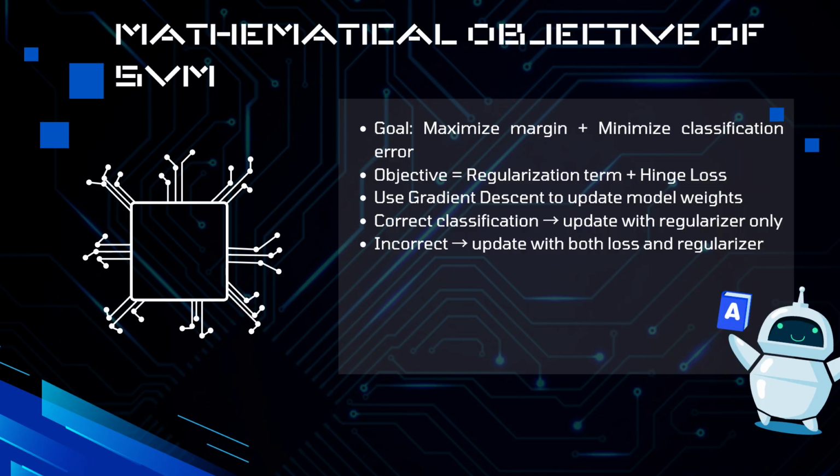We typically use gradient descent to optimize the objective function. When a data point is correctly classified, the model is updated only with the regularization term. If the point is misclassified, both the Hinge loss and regularization are used to update the weights.